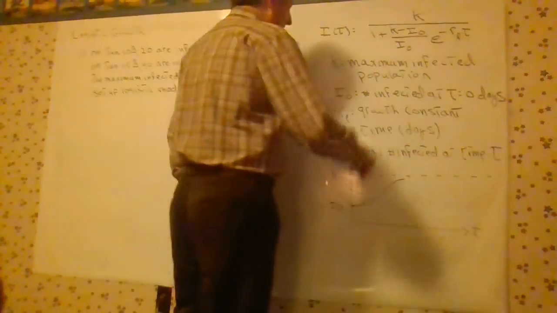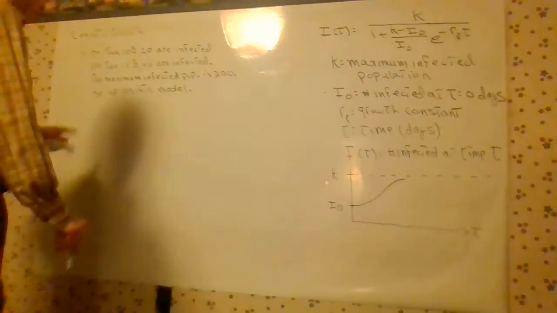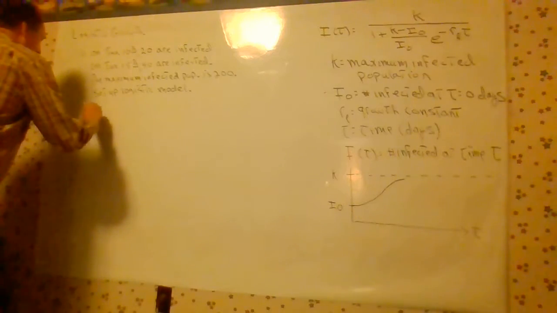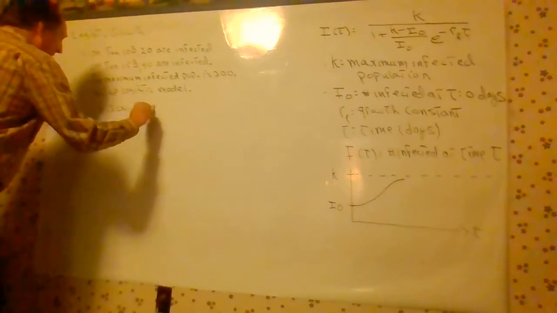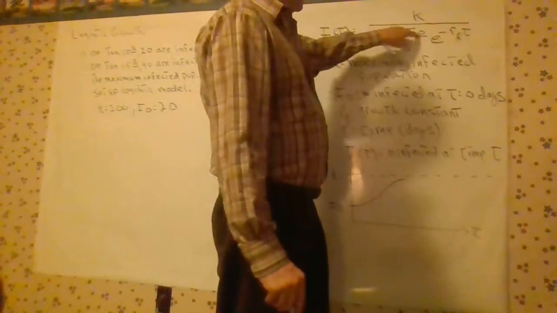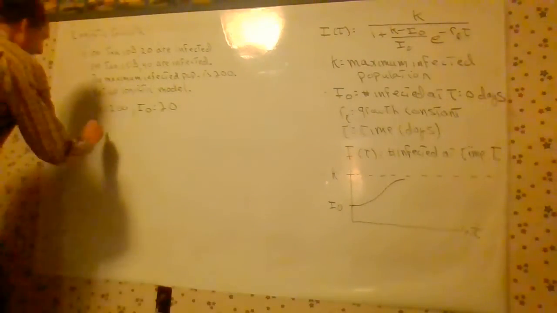First of all, we have to identify a few variables. If we can identify these variables at the start, K is equal to 200, and I0 is equal to 20. And so what we're going to do is plug in 200 and 20, and we'll simplify the model considerably right in the beginning.